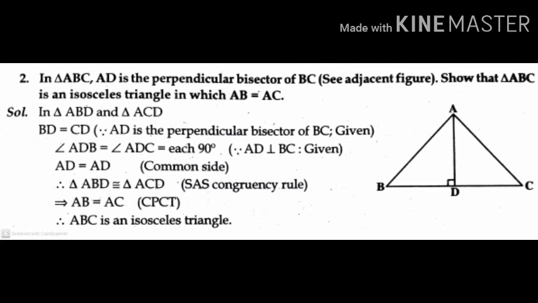Angle ADB is equal to angle ADC, which is equal to 90 degrees, since AD is perpendicular to BC, and also AD equals AD, since it is a common side. Therefore, triangle ABD is congruent to triangle ACD by the SAS congruency rule. That implies AB equals AC by CPCT, corresponding parts of congruent triangles. Therefore, triangle ABC is an isosceles triangle, because if any two sides of a triangle are equal, then it is called an isosceles triangle.